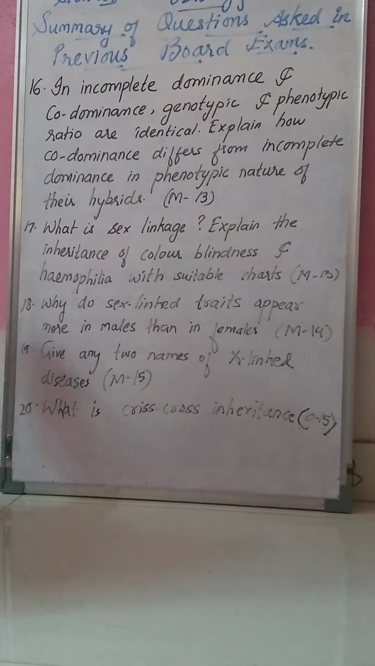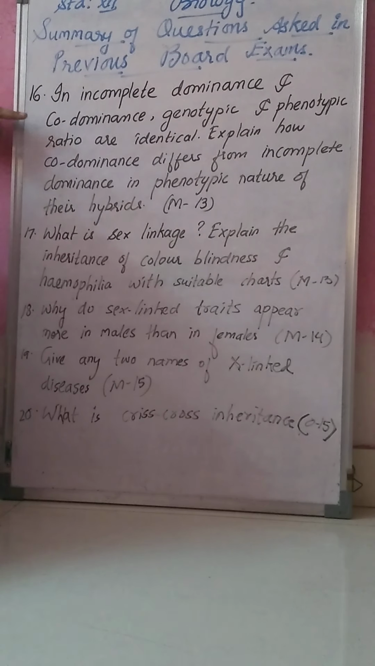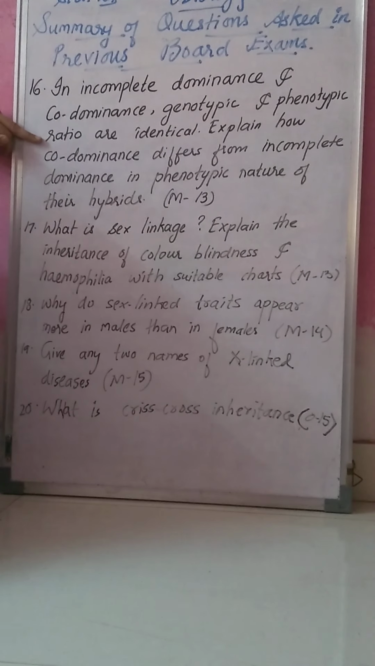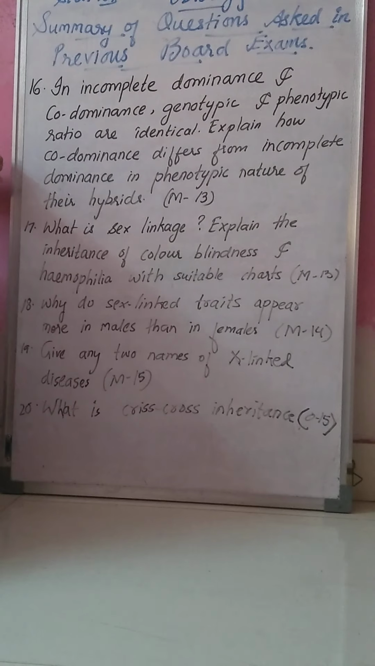Question number 16. In incomplete dominance and codominance, genotypic and phenotypic ratio are identical. Explain how codominance differs from incomplete dominance in the phenotypic nature of their hybrids. This question was asked in March 2013.